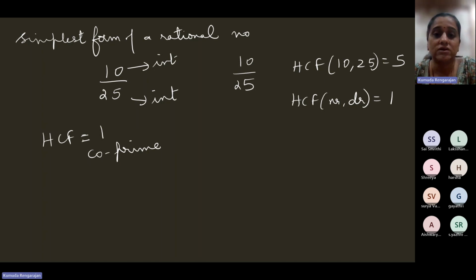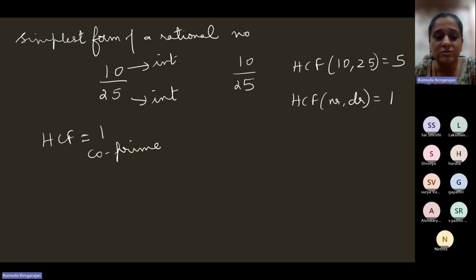Two numbers need not be prime numbers. The term is co-prime numbers, but the two numbers need not be prime. Any two numbers are said to be co-prime if their HCF is 1.